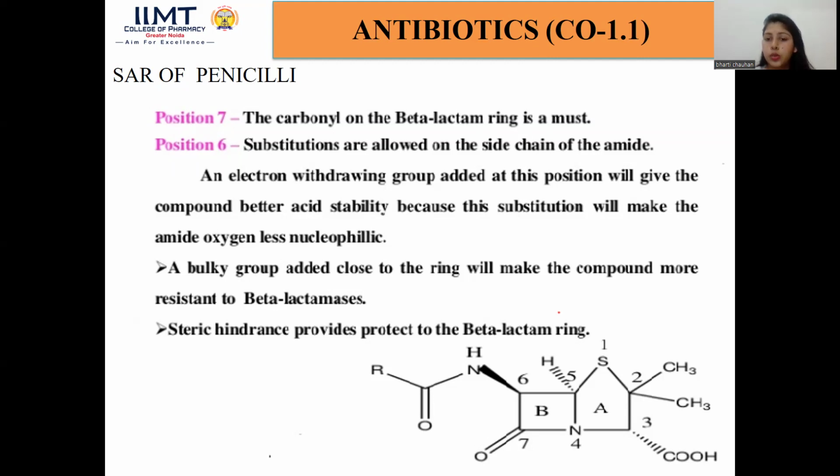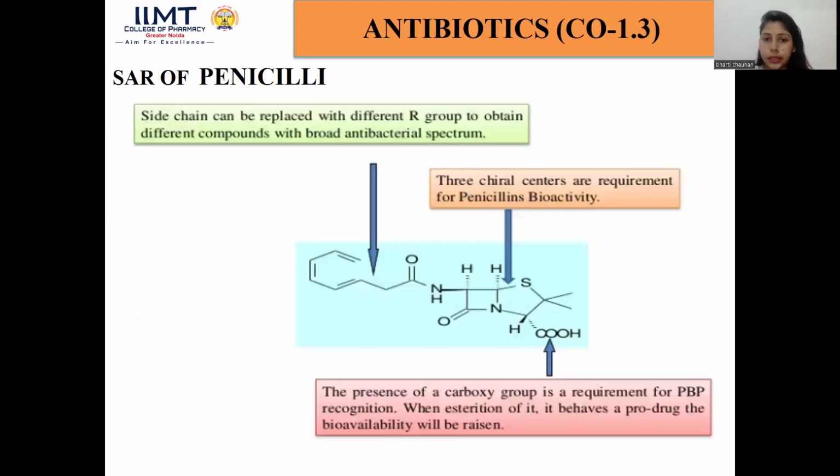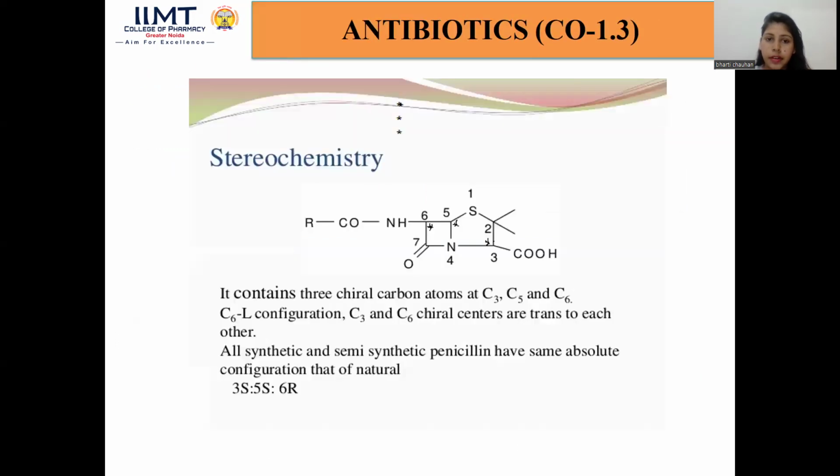A bulky group added close to the ring will make the compound more resistant to beta-lactamase. Steric hindrance provides protection to the beta-lactam ring. So this is the SAR I have explained to you. Here in stereochemistry, you can see there are 3 chiral carbons present, at C3, C5 and C6, in the penicillin structure. Chiral carbons are those carbons that have 4 different groups attached as substitutions.